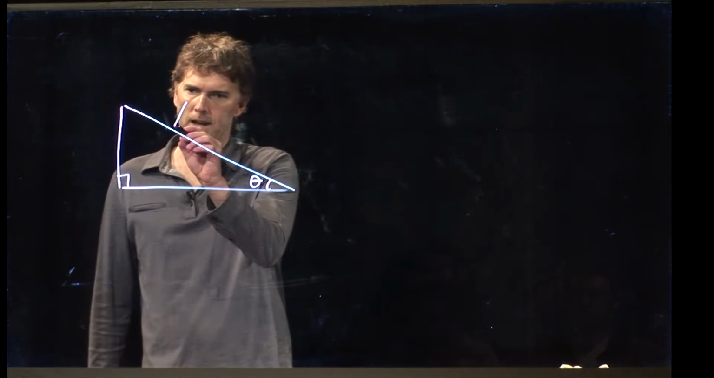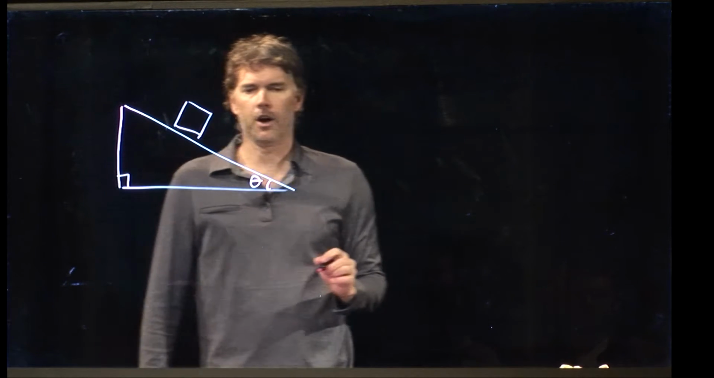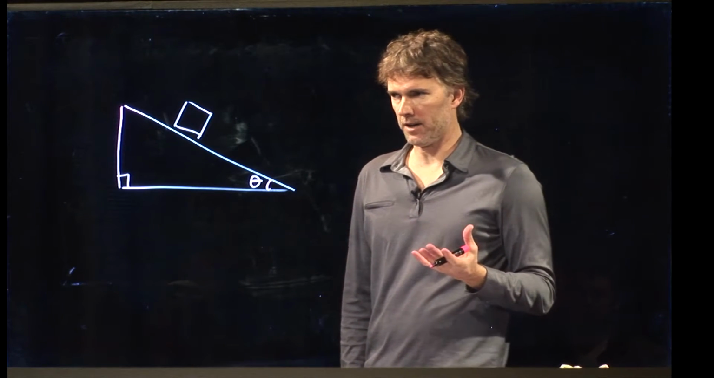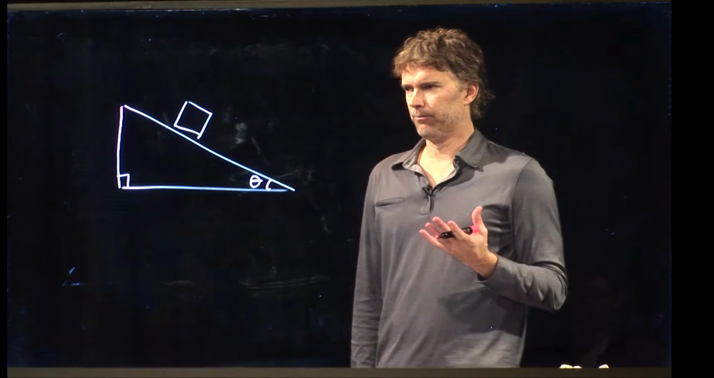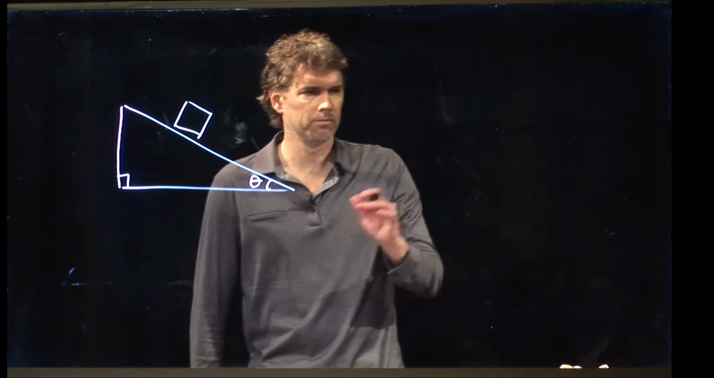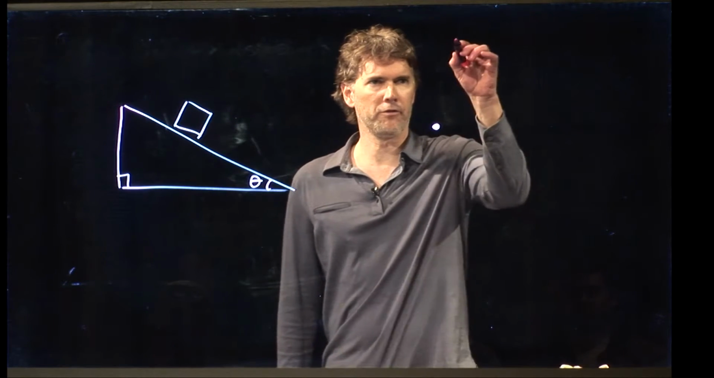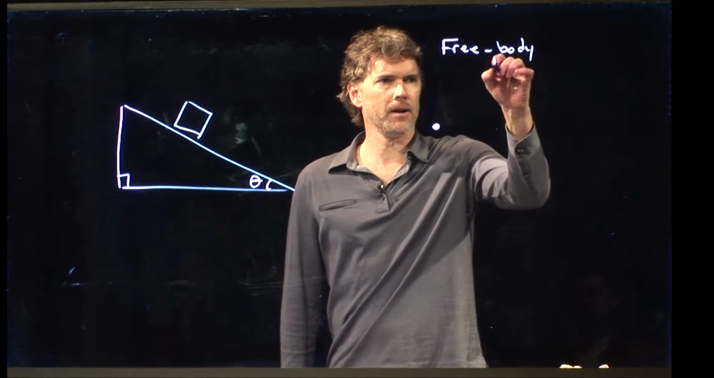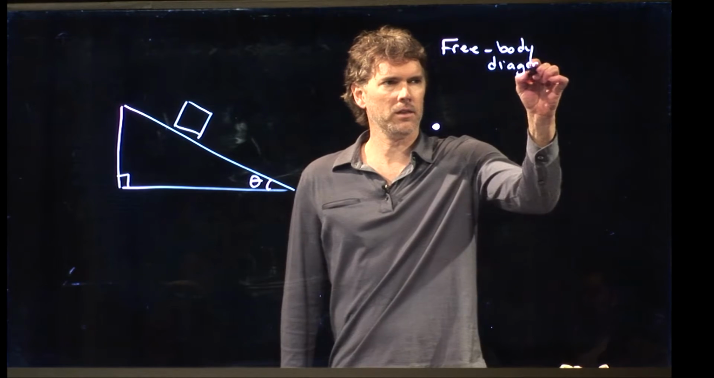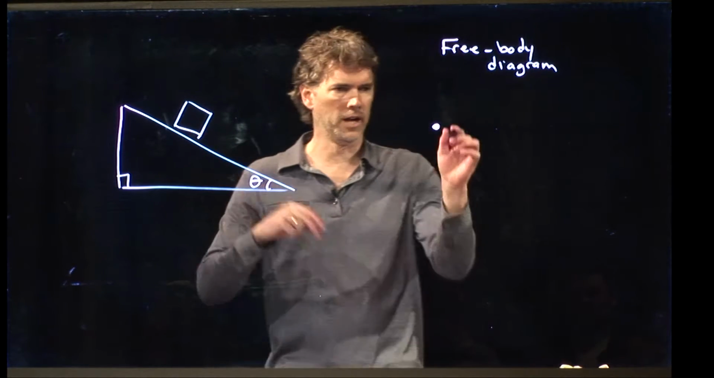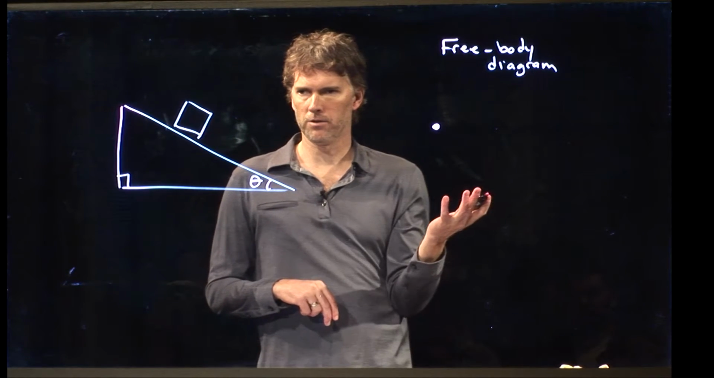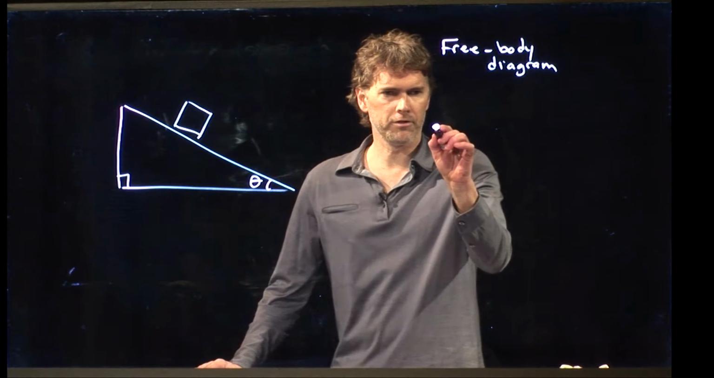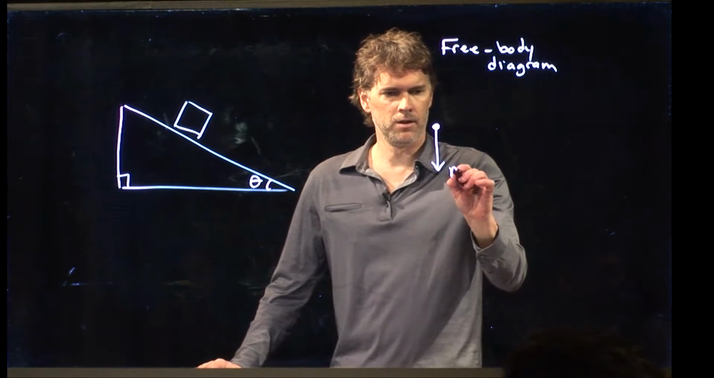If I have a box on an incline and I want to figure out what forces are acting on the box, how do I do it? Well, anytime we're figuring out forces, we always go to something called a free body diagram. And a free body diagram just means make the object of interest a dot and let's draw some arrows. That's all it means. So what are the forces that are going to act on the box?